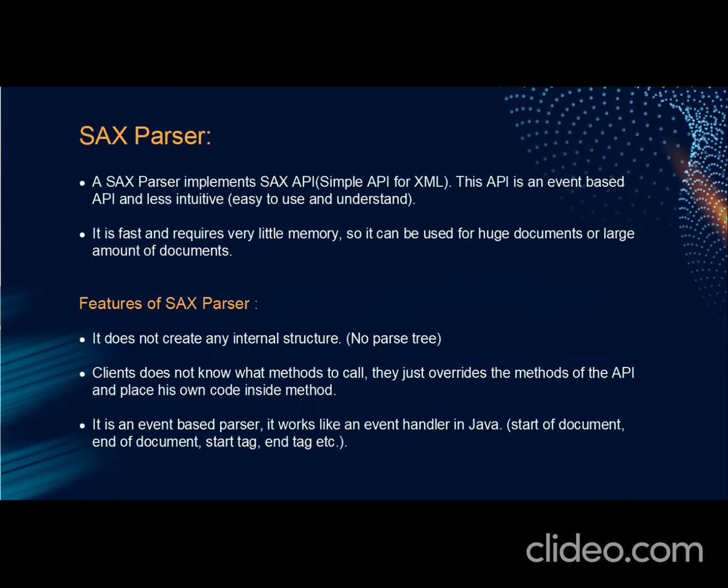SAX Parser. A SAX Parser implements the SAX API, that is, Simple API for XML. This is an event-based API which functions based on the events that take place in the XML document. The events can be like start element and end element, start of a document, etc. It is very fast and requires very little memory. So it can be used for huge amounts of documents.